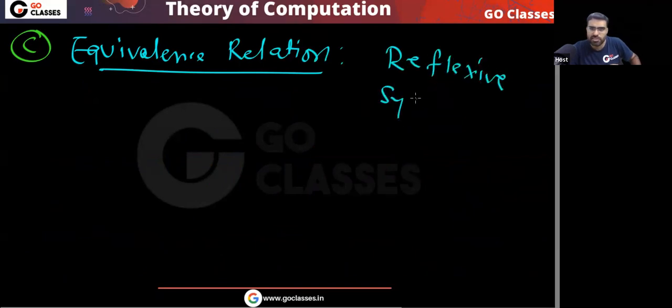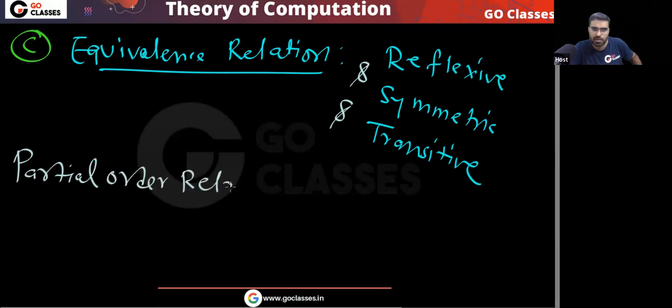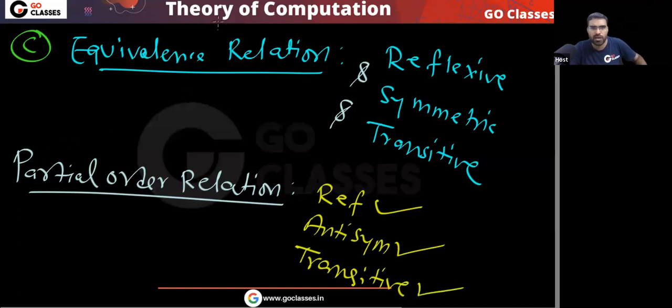Equivalence relation means the relation must be reflexive, the relation must be symmetric, and the relation must be transitive. This is an equivalence relation. What about partial order relation? What is partial order relation? That is reflexive, anti-symmetric, and transitive. This type of relation is called a partial order relation.